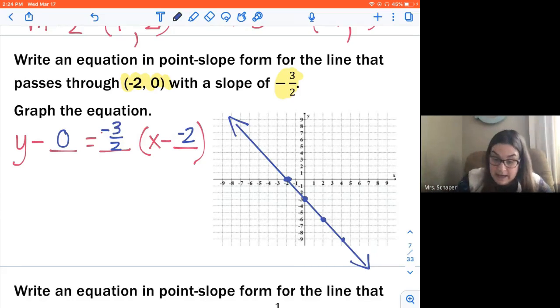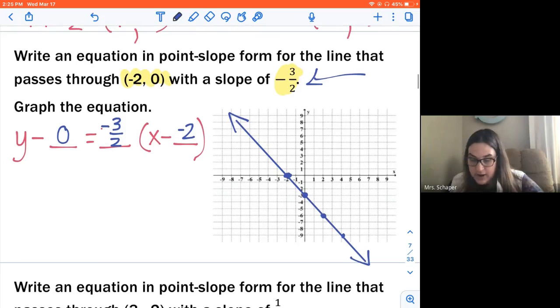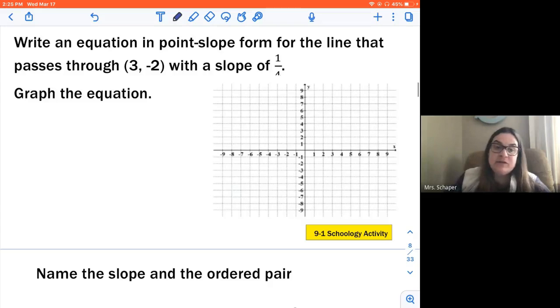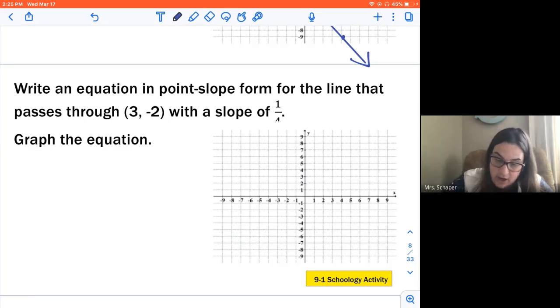So you begin at your ordered pair, and this is your slope. Let's try it again, and then you're going to have some time to work on the Schoology activity. Here we go.